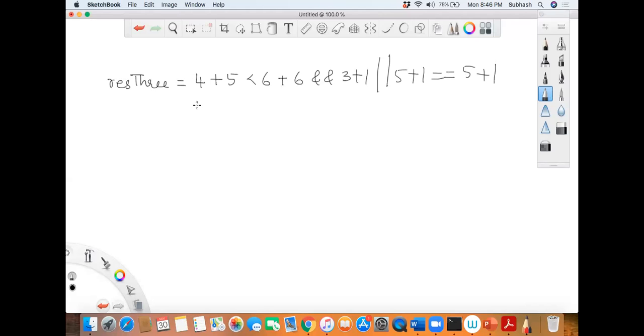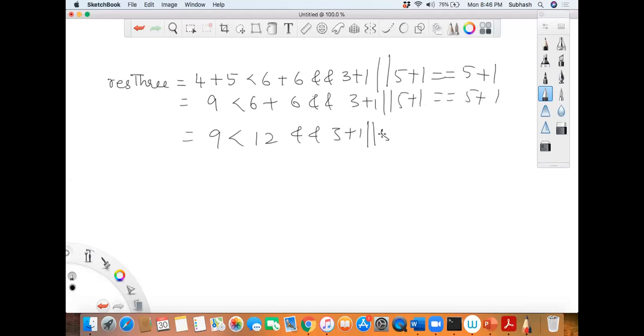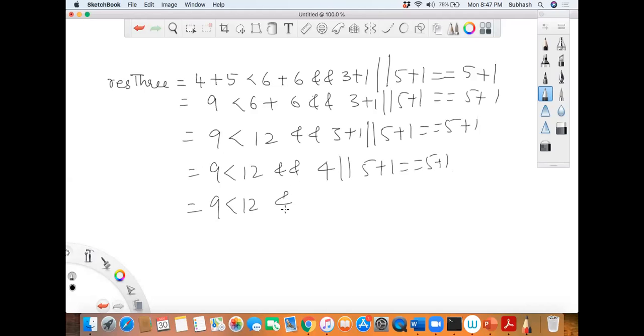First we should do the arithmetic operations. What are they? 9 less than 6 plus 6, and 3 plus 1, or 5 plus 1 equals 5 plus 1. Then 9 less than 12, and 3 plus 1, or 5 plus 1 equals 5 plus 1. Then 9 less than 12, and 4, or 6 equals 6. We'll write it up.